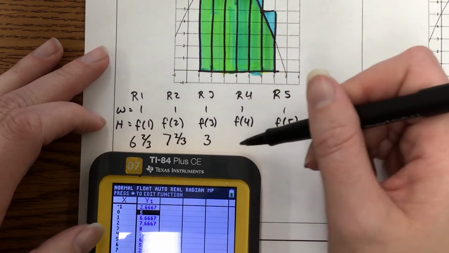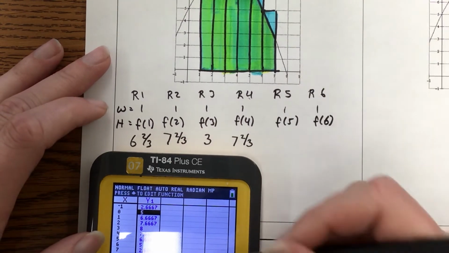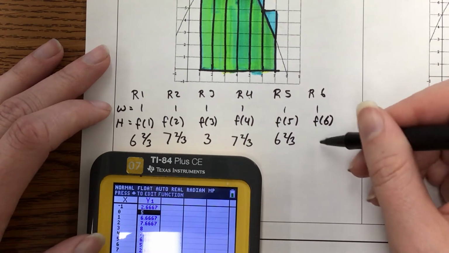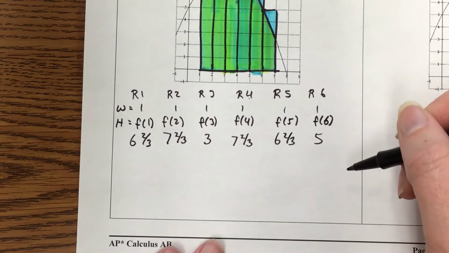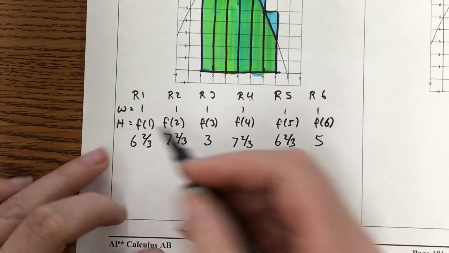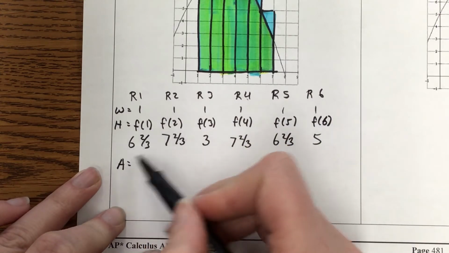3 gives us 8. That's 7 2/3 again. This is a parabola, so it has a mirror image. 6 2/3. And then f of 6 is 5. Okay, so these are our heights and these are our widths. To find areas, you are going to multiply the width times the height.